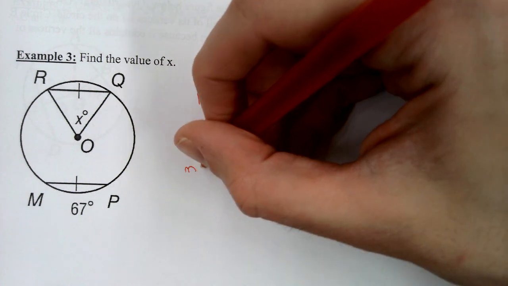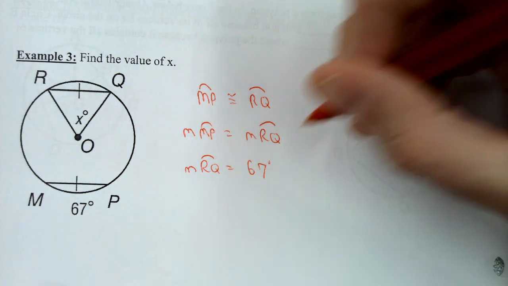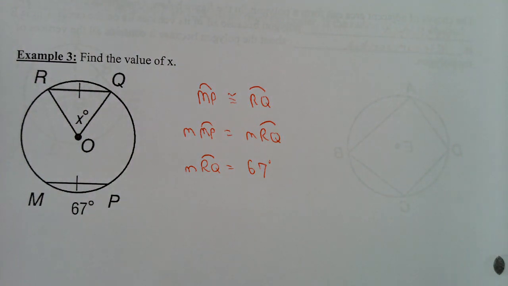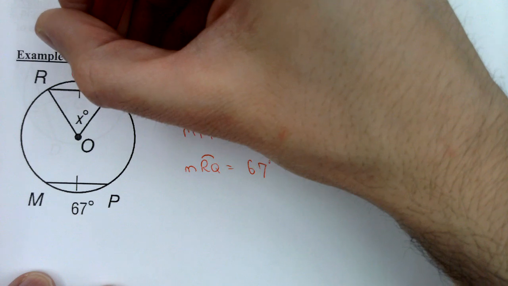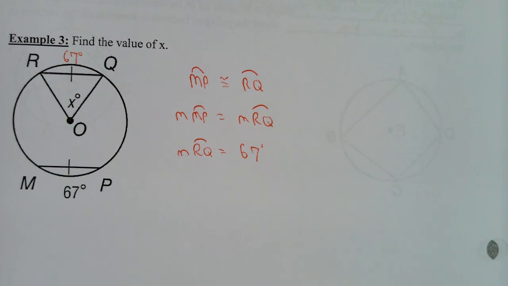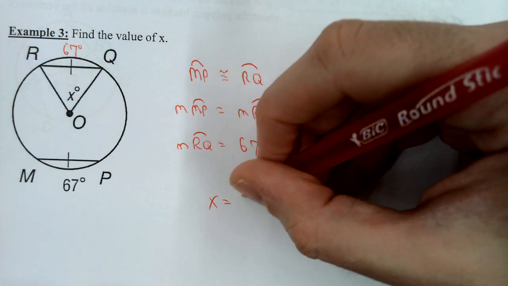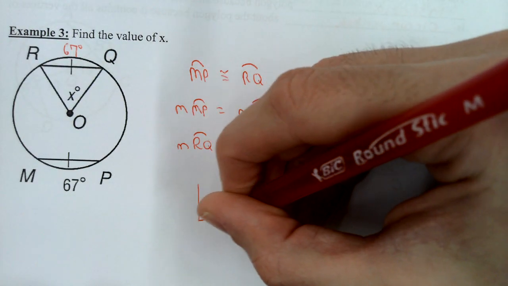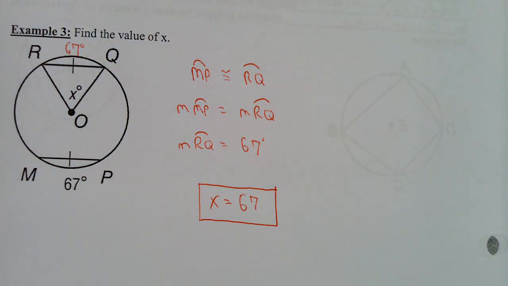So it means that the measure of arc RQ equals 67. Now, since this arc is 67, yesterday we talked about central angles being congruent to the intercepted arcs. So if arc RQ is 67, then the central angle that corresponds to that, in this case x, also equals 67. Okay? Central angles equal the arcs they intercept.